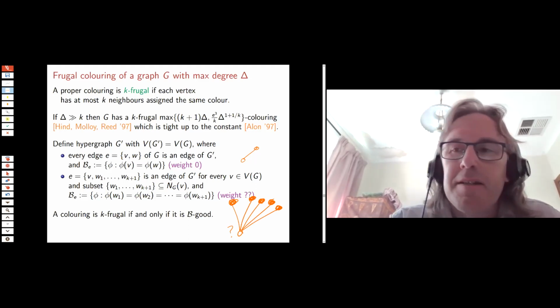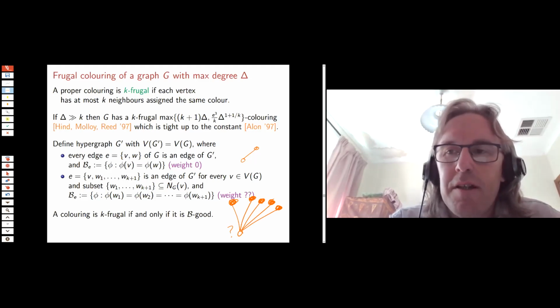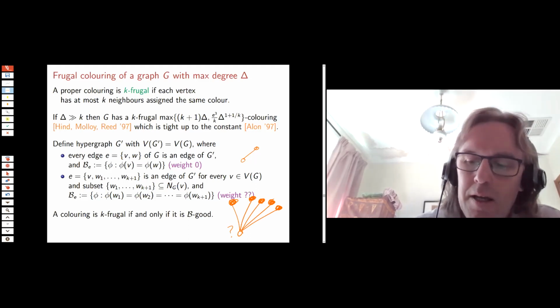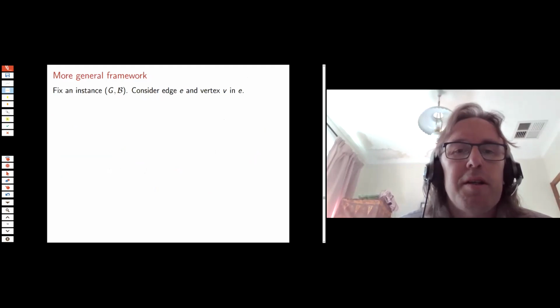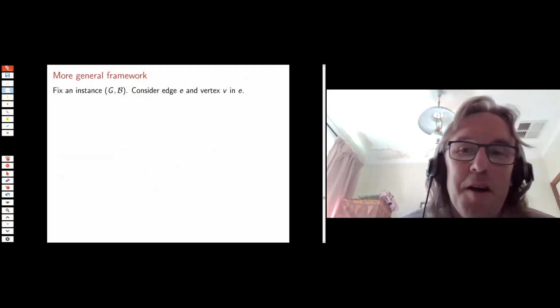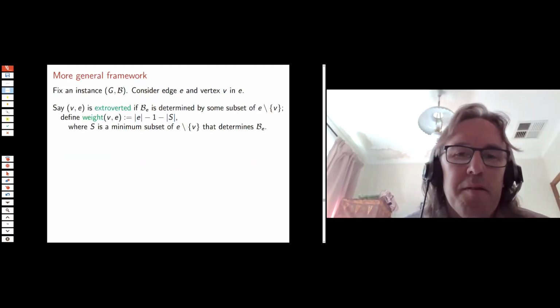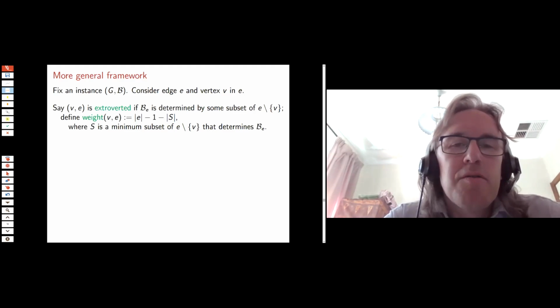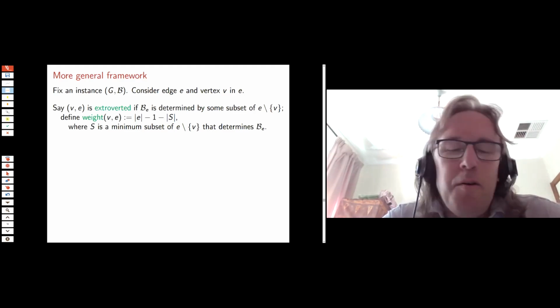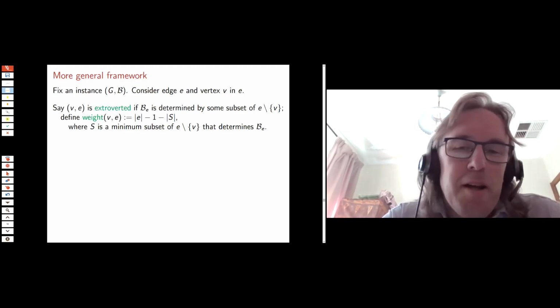There's no set S that determines the color of this hyperedge. So the weight is undefined. So the general framework doesn't answer this question. But what we did is we came up with a slightly more general framework that does pick up the k-frugal setting. So we define in an instance G, B a pair V, E to be extraverted. I give Ian all the credit for this very colorful language.